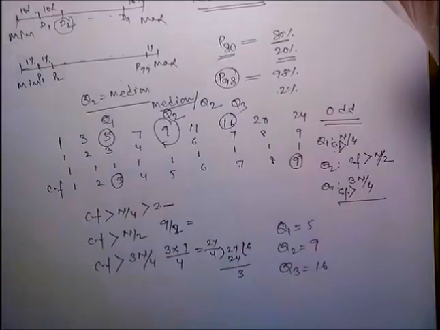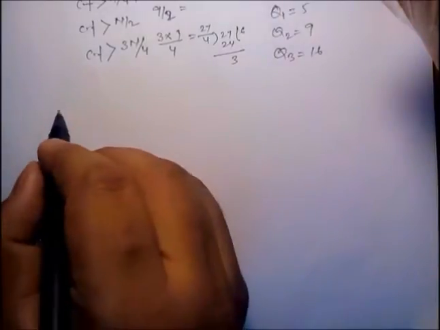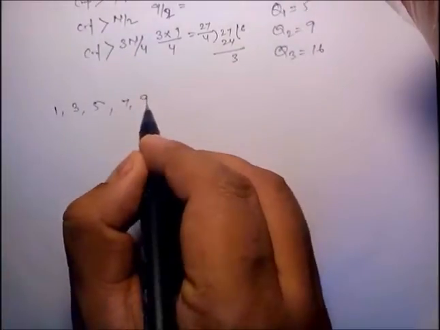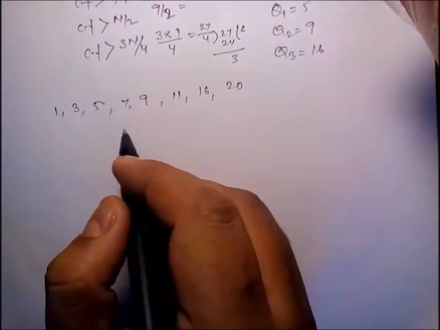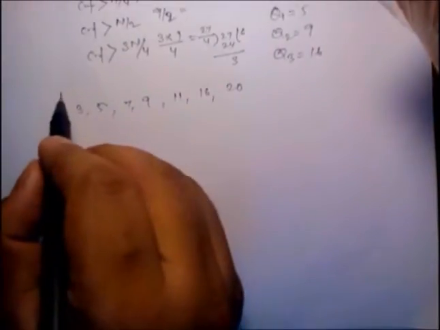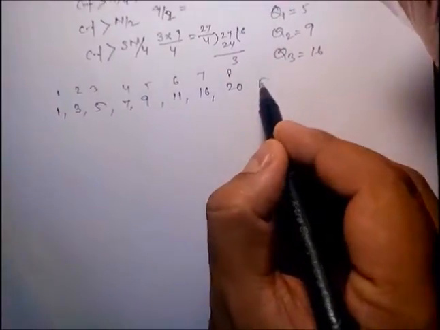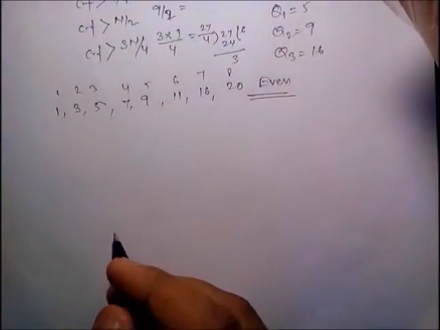Now if an even number of data are there, the calculation is different. Suppose we have data: 1, 3, 5, 7, 9, 11, 16, 20. The total number of data is 8, so it is an even number of data. Now the question is how to calculate Q1, Q2, Q3.